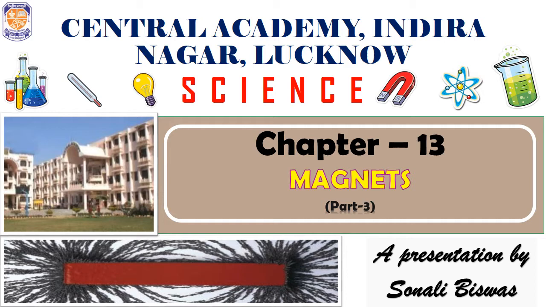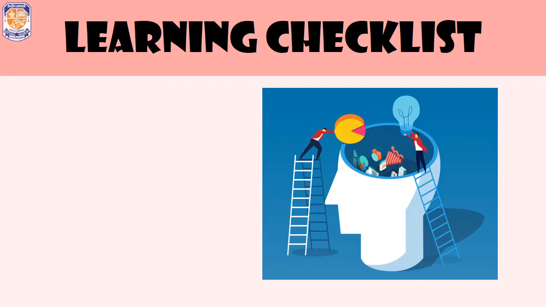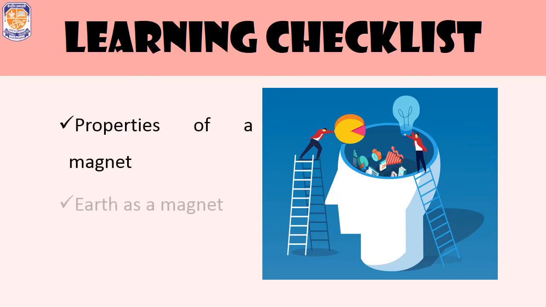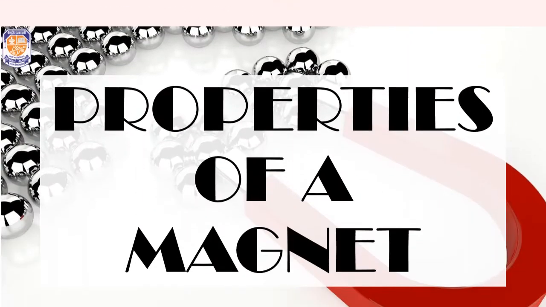So in continuation with the chapter that we were studying, that is chapter 13, Magnets, I, Shonali Biswas, your science teacher from your school Central Academy, Indiranagar, Lucknow, have brought part 3 of the chapter. Today we are going to learn about the properties of a magnet, Earth is a magnet, and a little bit about magnetic compass. So let's start with it.